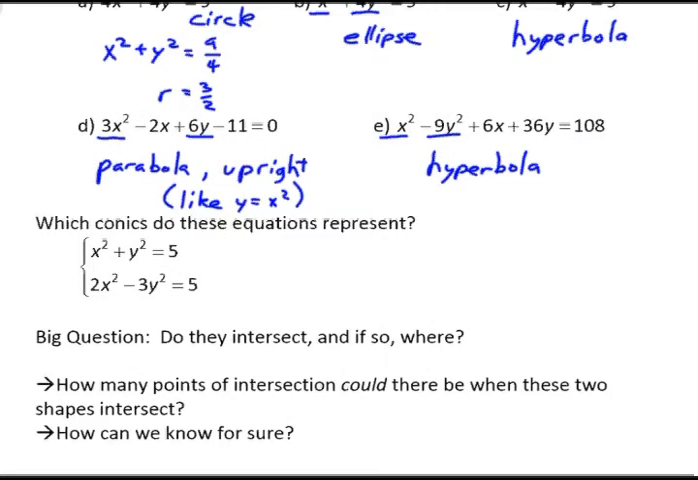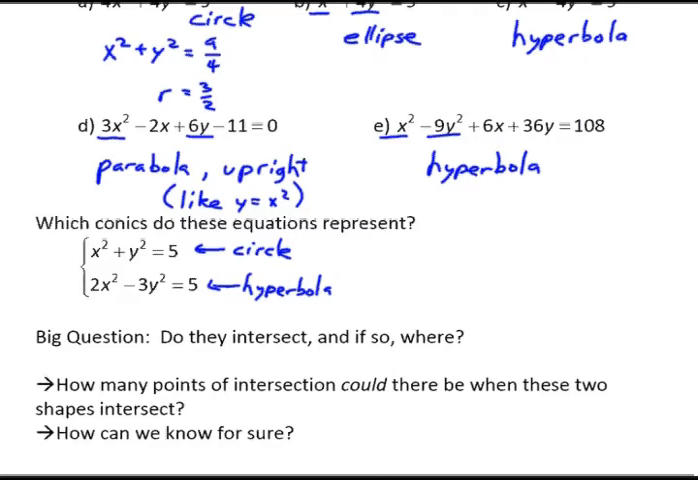Our final topic is to look at the intersection of conics. To get a good idea of how two conics will intersect, we can see what the shapes are. Clearly, this is going to be a circle. This is going to be a hyperbola. Do they intersect? We don't know. That's the big question.